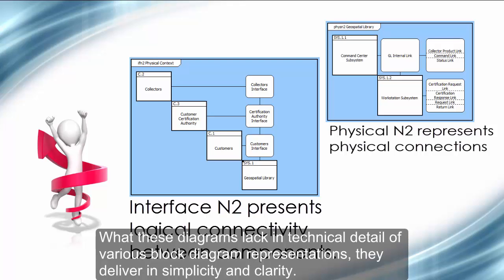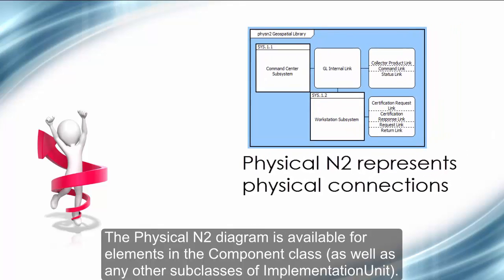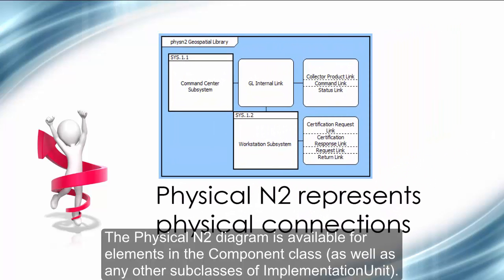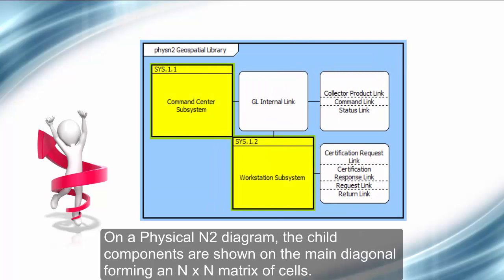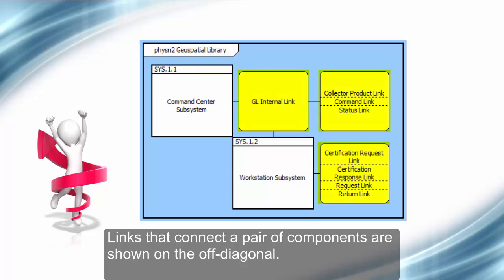What these diagrams lack in technical detail of various block diagram representations, they deliver in simplicity and clarity. The physical n-squared diagram is available for elements in the component class, as well as any other subclasses of implementation unit. On a physical n-squared diagram, the child components are shown on the main diagonal, forming an n by n matrix of cells. Links that connect a pair of components are shown on the off diagonal.